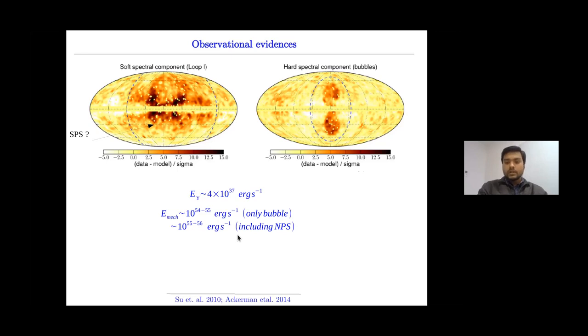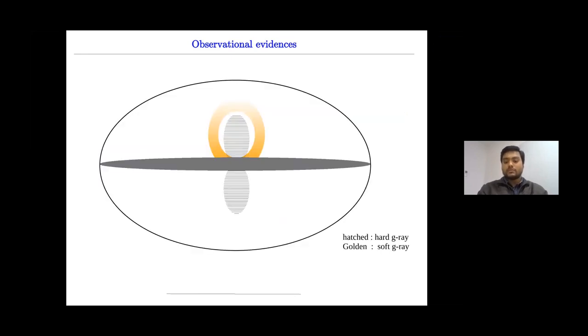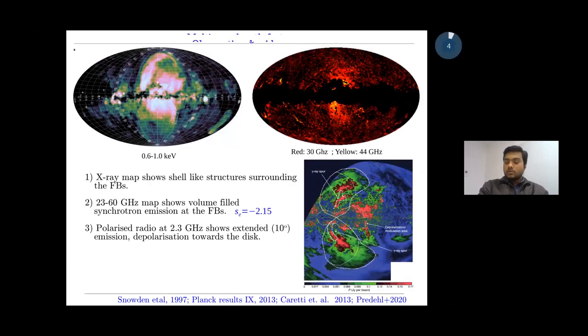For the tutorial's sake, I'm going to take all these observational evidences and put them into a cartoon, because I don't have so much expertise in creating combined multi-wavelength maps. So this hashed region you see is the hard gamma ray, anything emitting more than 5 GeV. And this golden ring that you see on top is Loop 1, which is soft gamma ray.